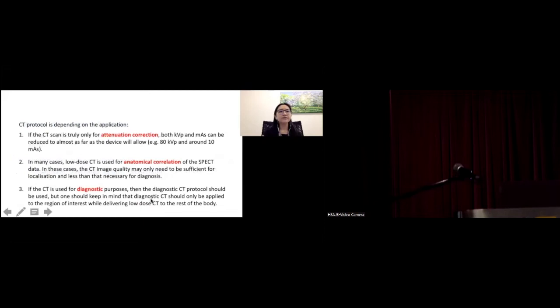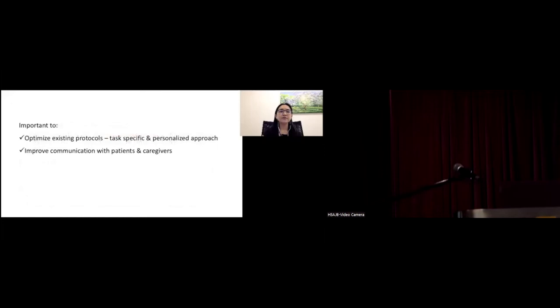So CT protocol depends on the application. If the CT is truly for attenuation correction, both kVp and mAs can be reduced to almost as far as the device will allow. In many cases, low-dose CT is used for anatomical correlation of the SPECT data. So in this case, the CT image quality may only need to be sufficient for localization and less than that necessary for diagnosis. It's important to optimize existing protocols and improve communication with patients and caregivers.